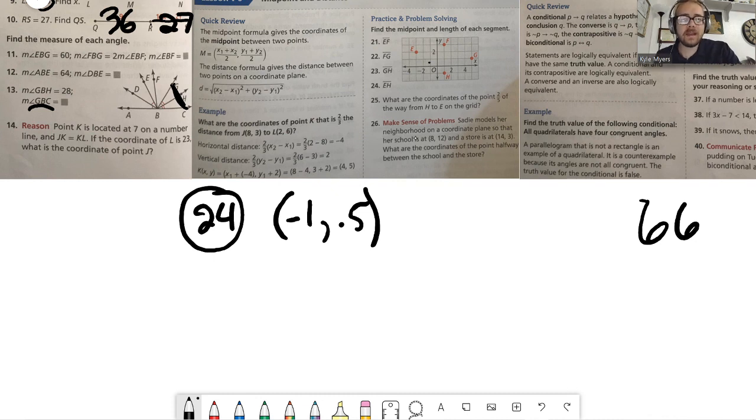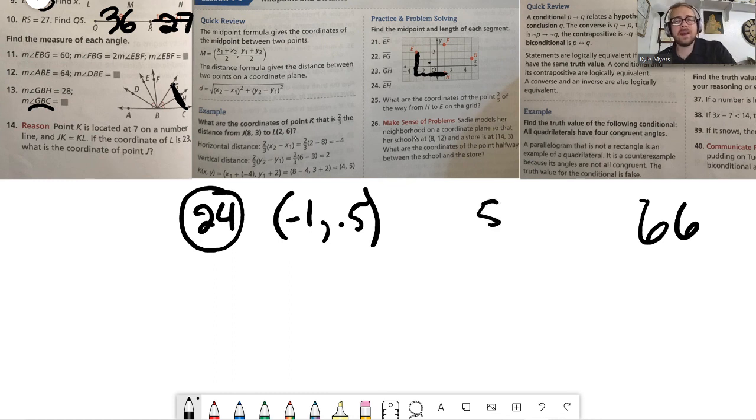And, oh, and then we also need to find the distance. So since it was 4 spaces and 3 spaces, actually this one's really nice because it's what's called a Pythagorean triple. 1, 2, 3, 4, and then we go up 1, 2, 3. If you go over 4 spaces and up 3 spaces, that's a Pythagorean triple, which means the hypotenuse is 5. It's a 3, 4, 5 triangle.